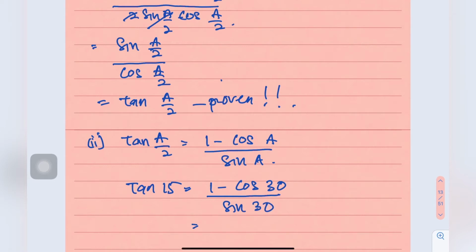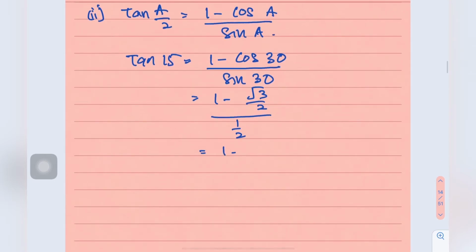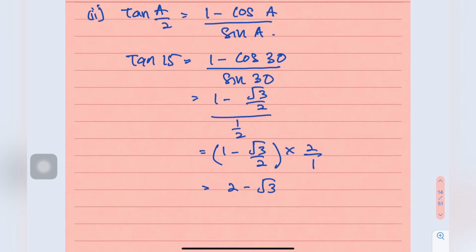Now cos 30° is a special angle. Cos 30° is √3 over 2 and sin 30° is 1 over 2. Then we simplify: 1 − √3/2, times 2 over 1. So we expand: 1 times 2 is 2, and √3/2 times 2 is √3. So this is the final answer. We need to use the previous answer. There is the word "hence", so we have to use the answer from A1.